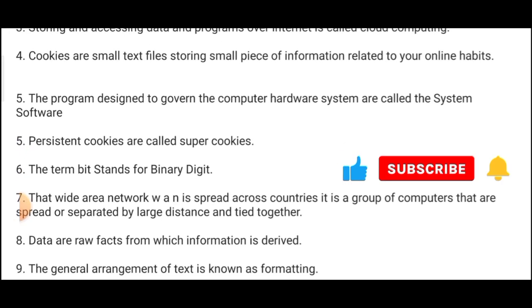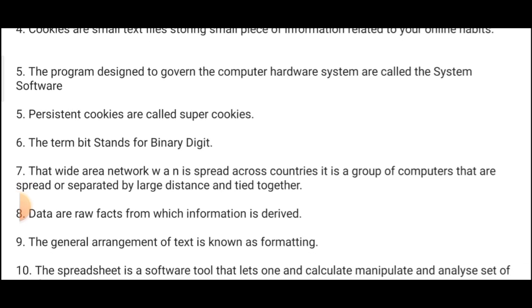Then the programs designed to govern the computer hardware system are called system software. It means the software that is used for specialized functions, like performing any hardware operation, or some kind of special operations that deal with the hardware of the computer, like improvement or a device driver. So these kinds of software are known as system software. Then persistent cookies are called super cookies.